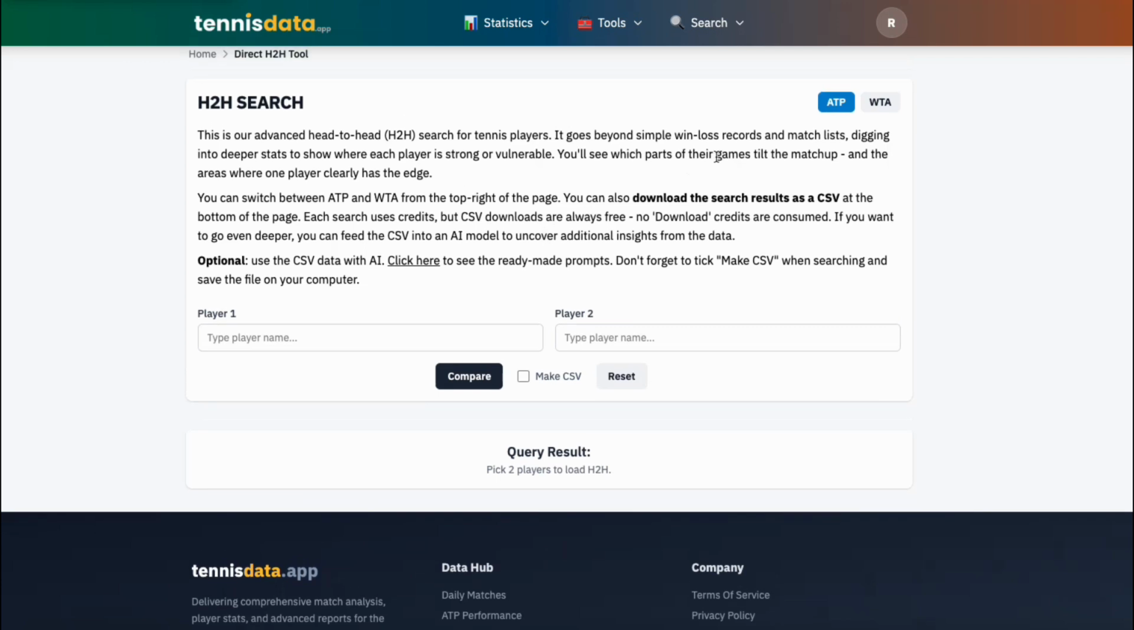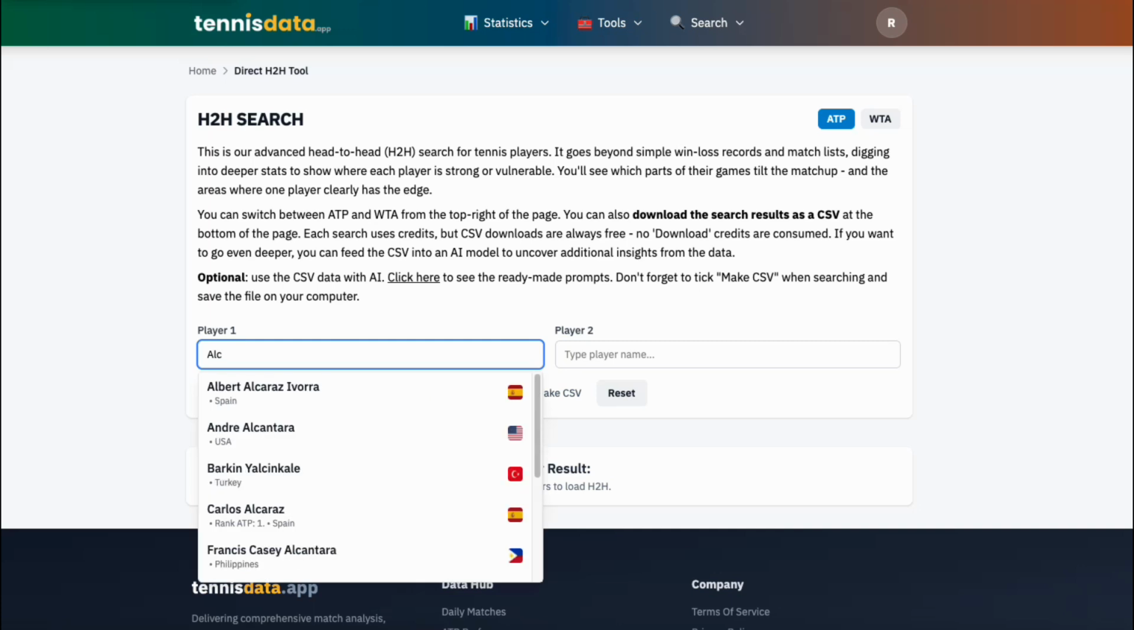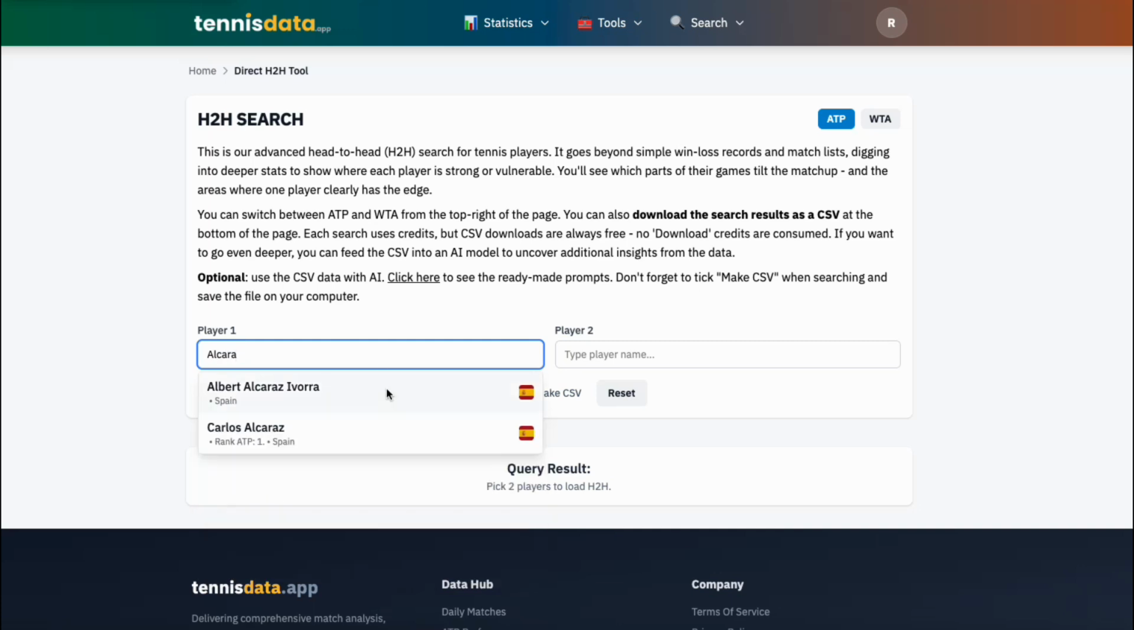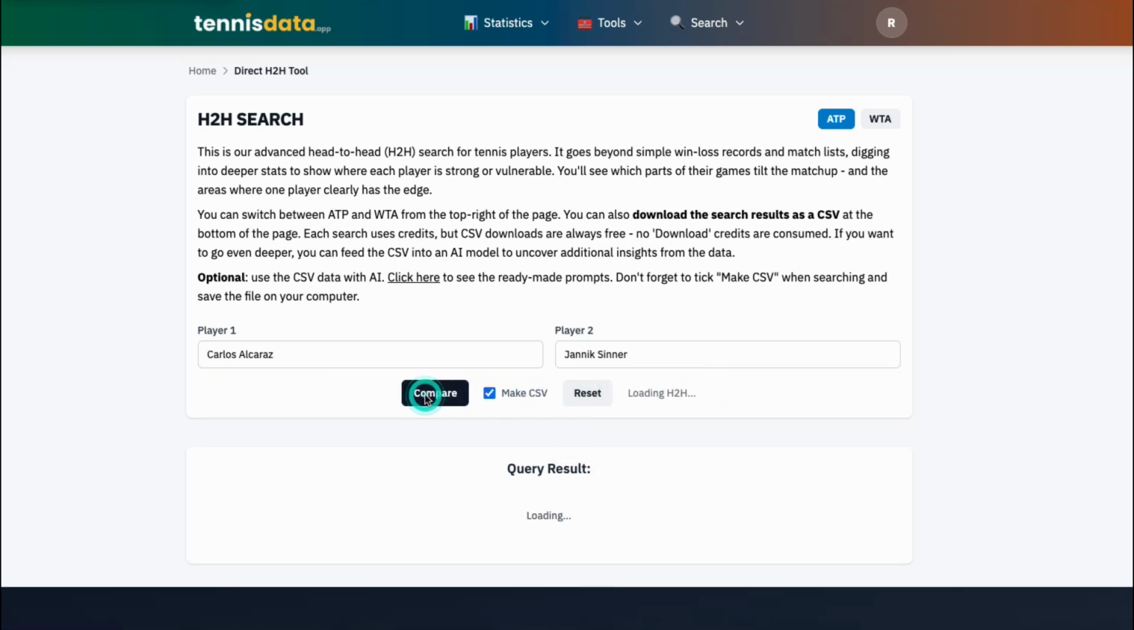Last, let's look at the comparison tools. We have one tool for comparing head-to-head statistics, and another tool where you can compare two players side by side using their season numbers. The head-to-head comparison tool works only if the two players have played at least one direct match against each other. For this example, we will compare one of the most interesting rivalries at the moment, Sinner versus Alcaraz. Let's search for that matchup.